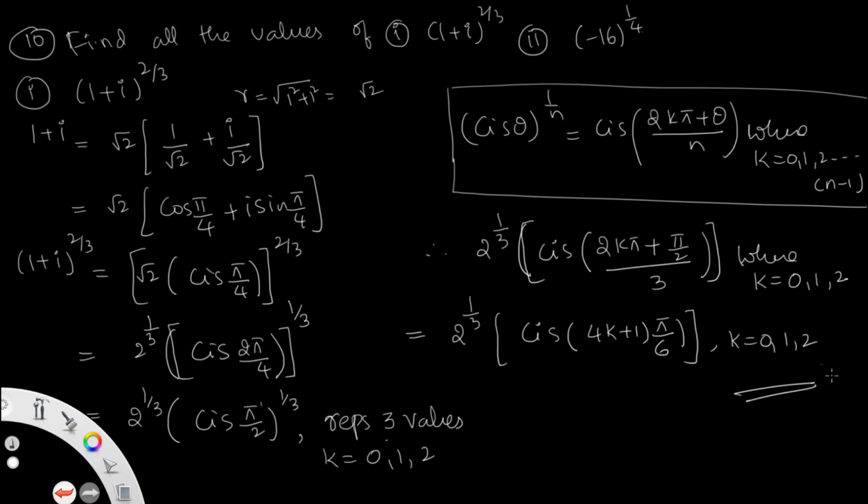In a similar way, the second bit we have to solve. The second bit, that is question number 10, second bit: find all the values of (minus 16) whole to the power of 1 by 4. So these are the fourth roots of minus 16. For convenience, you write 16 to the power of 1 by 4 into (minus 1) whole to the power of 1 by 4.